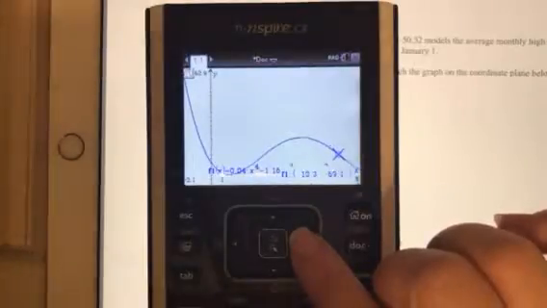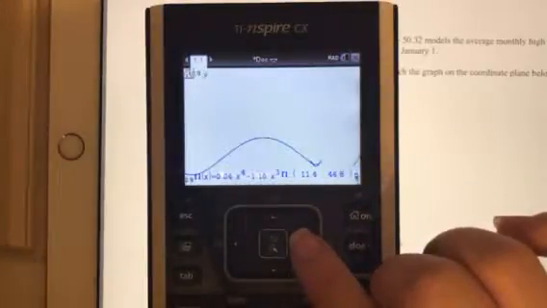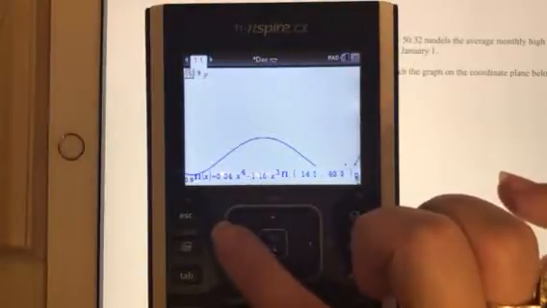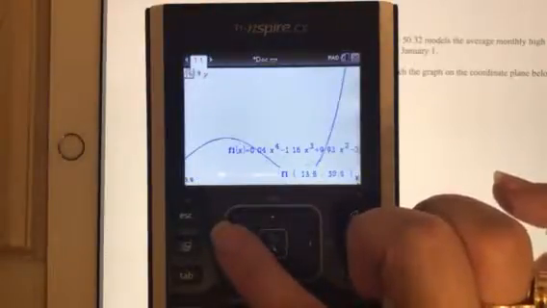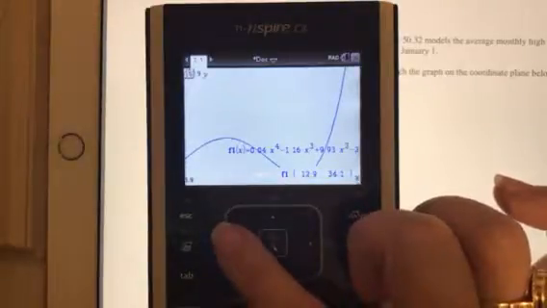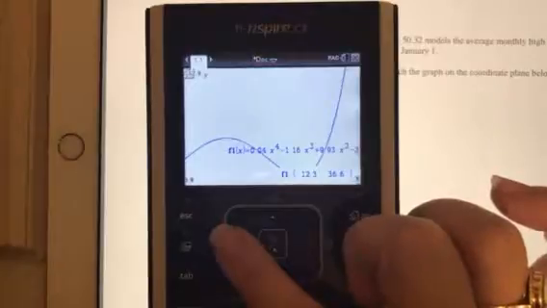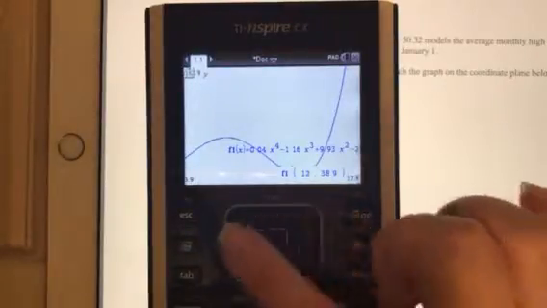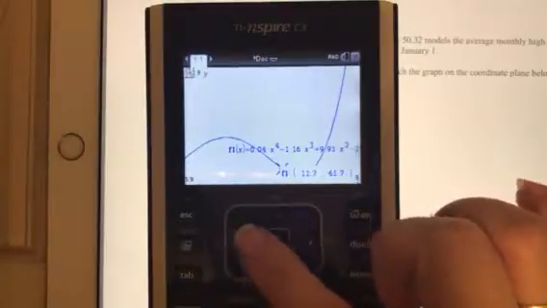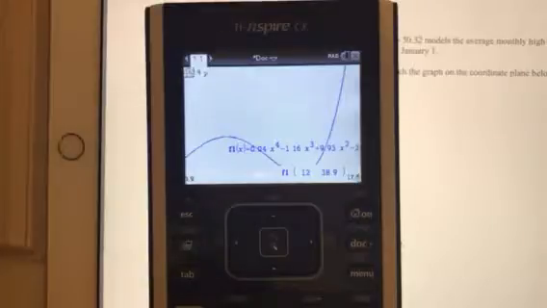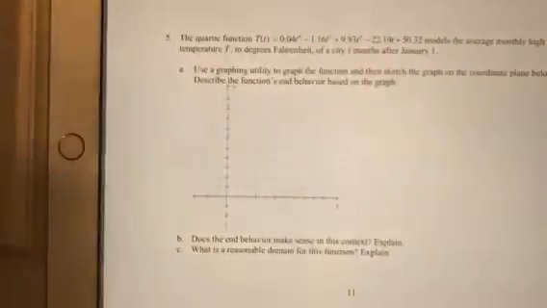Remember, our domain is not all real numbers. Our domain ended at 12. So we want to figure out what happens as we approach 12. We've passed 12. Let's go back. So 12 is at 38.9. So when we talk about the end of our domain, we're approaching 38, 39 roughly, if that's what you want to talk about.